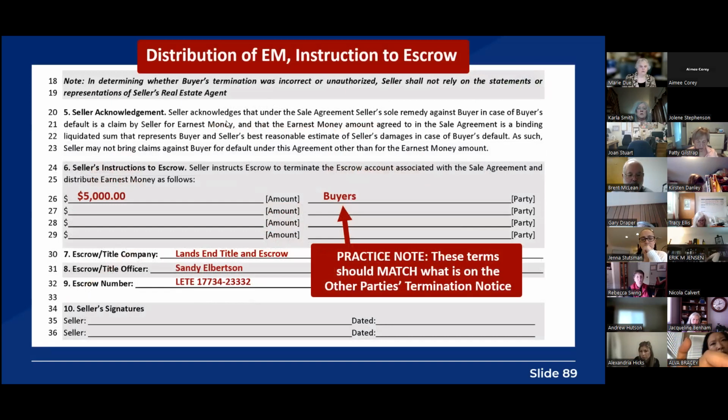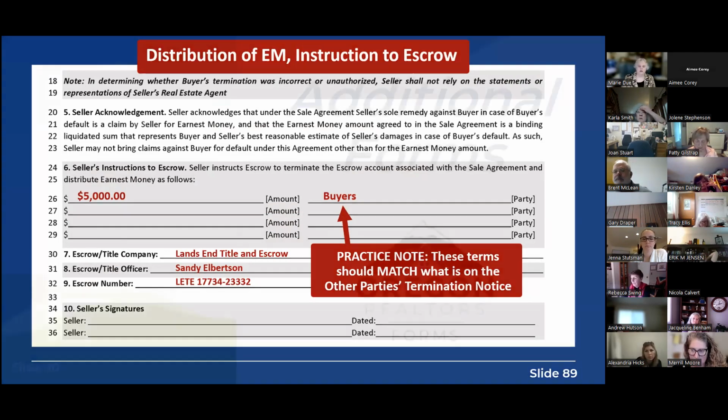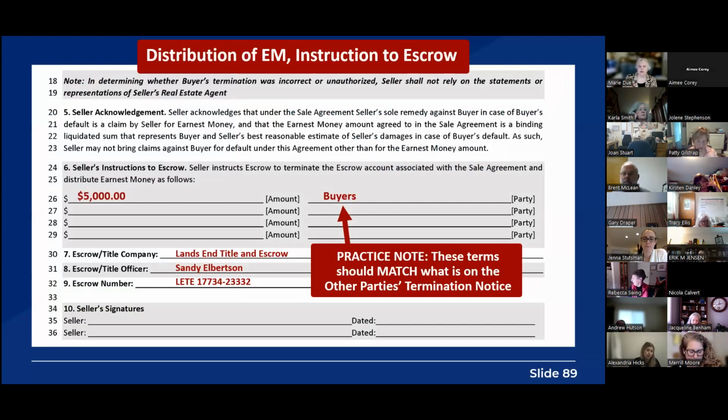Now, whatever it says, seller's instructions, $5,000, buyers, the sellers are agreeing that, hey, yeah, we didn't do it, we're not going to do it, and the buyers get the money back. In this example that they've done, they've written the buyers. I always suggest that you write buyers and then put their names in, just as best practices. So you just need to make sure that you match whatever it is you're going to do on the other form for that.